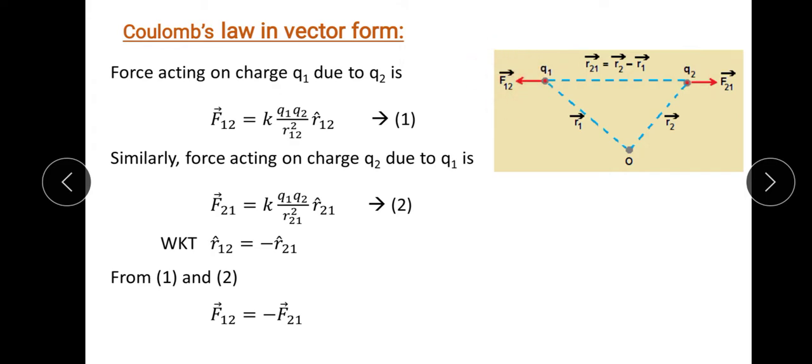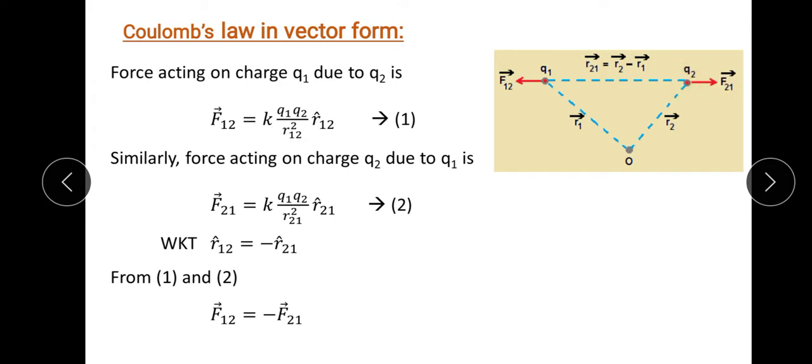This is F12. If I write the equation for the force, the force will be k into Q1 Q2 divided by r12 square into r12 cap, where this r12 cap is the direction of the force. The direction of r12 cap is directed like this. Now, if we write the force acting on charge Q2 due to Q1, that is F21, the equation will be F21 is equal to k into Q1 Q2 divided by r21 square into r21 cap. This r21 cap is a unit vector which shows the direction of this vector, which is directed like this.